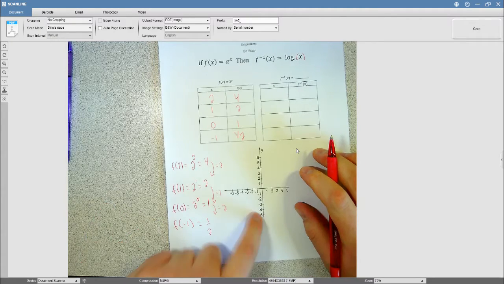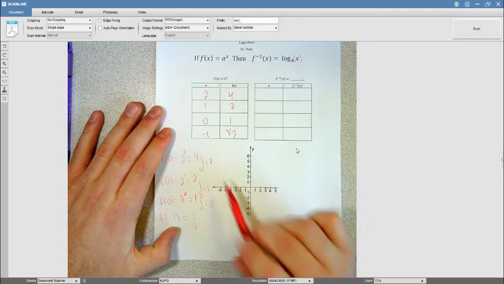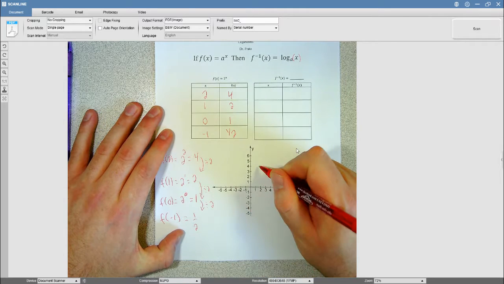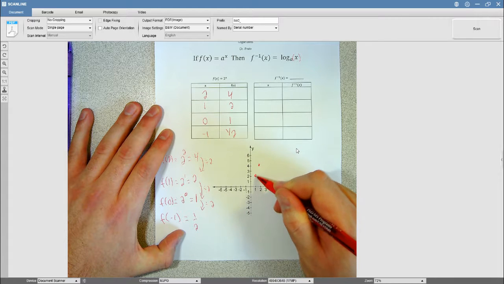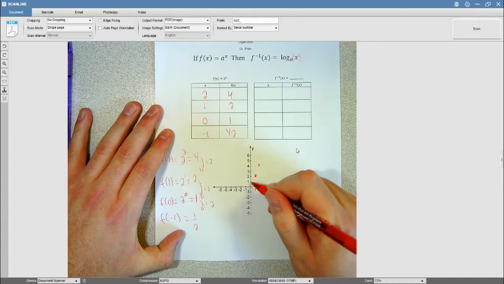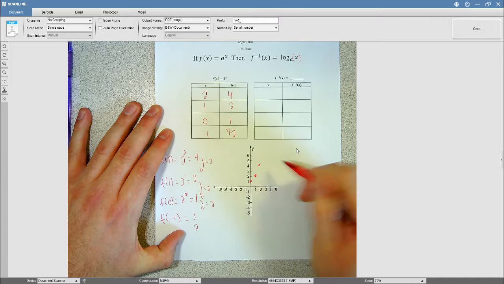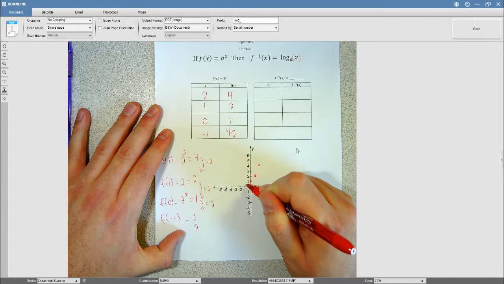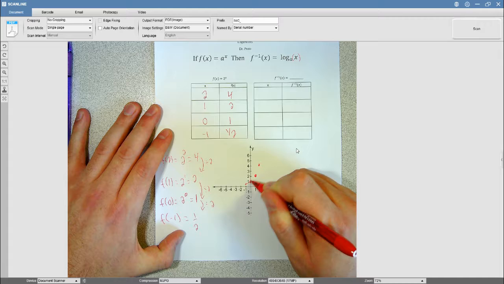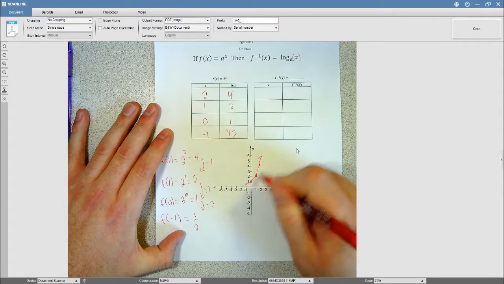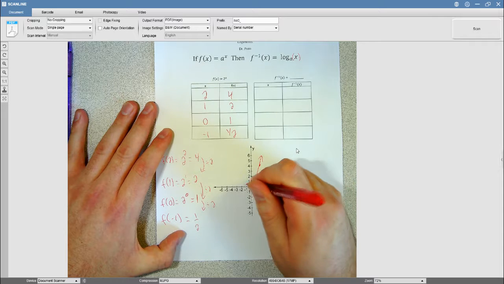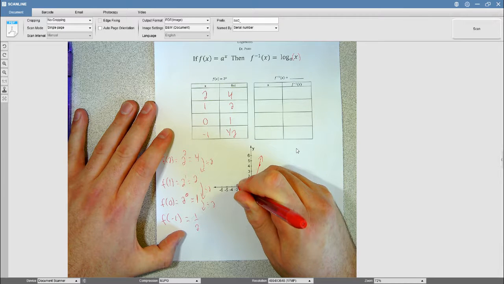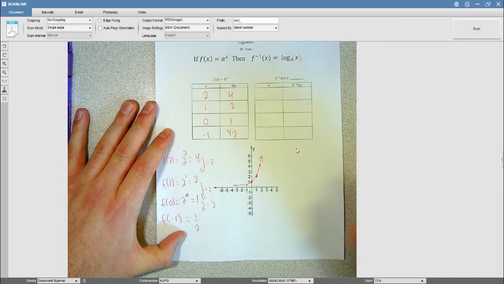So let's go ahead and graph this. 2 comma 4 should be right about here. 1 comma 2 should be right about there. 0 comma 1 right about there. -1 comma 1/2 is about there. So as the function goes from left to right, it goes up to positive infinity. But as it goes from right to left, it actually gets closer and closer and closer to the x-axis, but never touches.